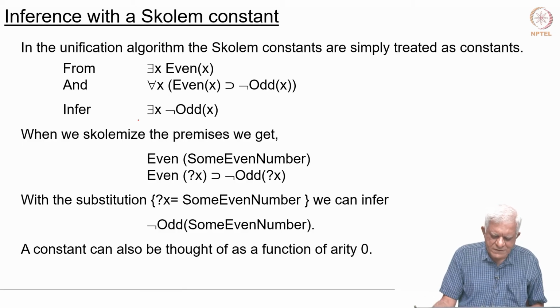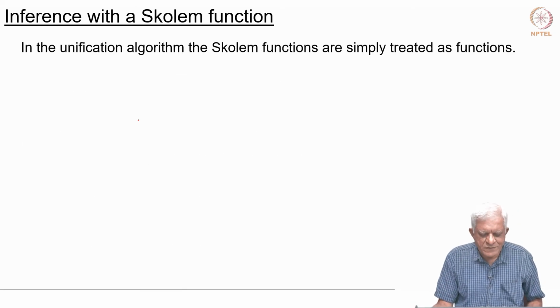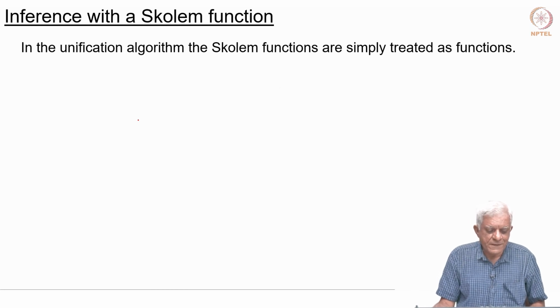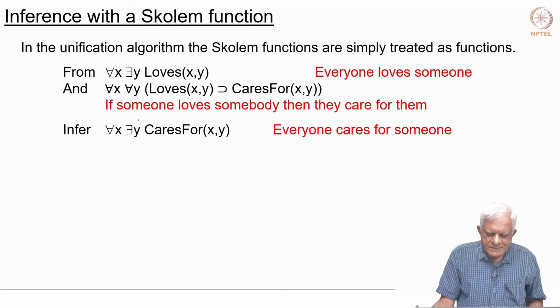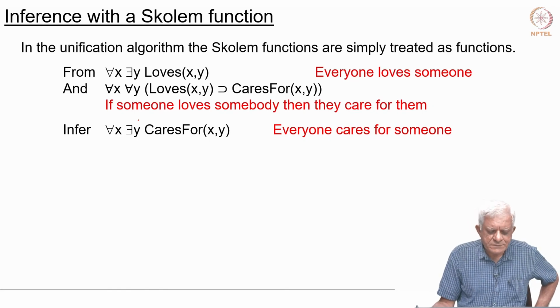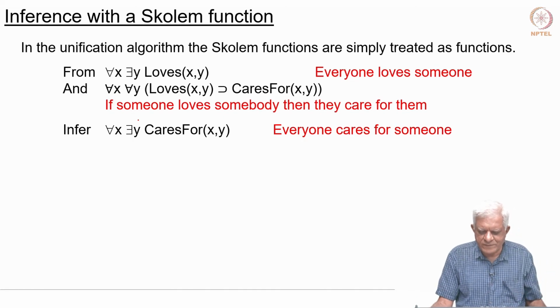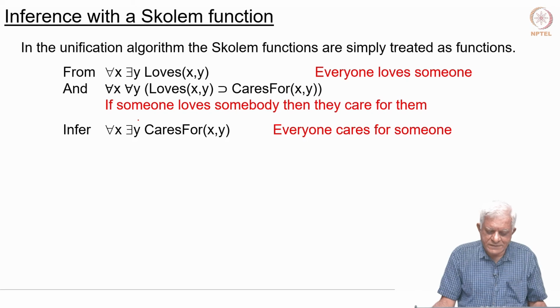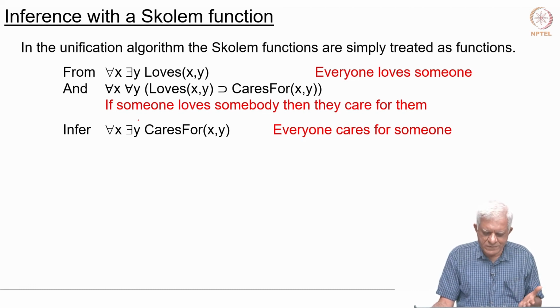A Skolem constant can also be thought of as a function of arity 0, but that is besides the point. Skolem functions are also simply treated as functions essentially. So, here is an example. The first sentence is for all x there exists a y such that x loves y, everyone loves someone. The second sentence says for all x for all y, if x loves y, then x cares for y. If someone loves somebody, then they care for them.